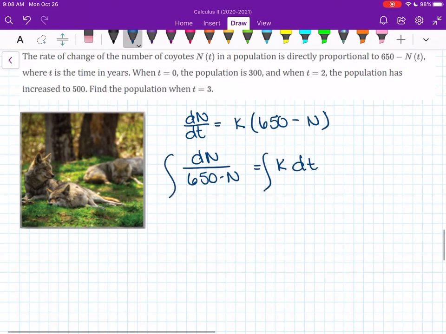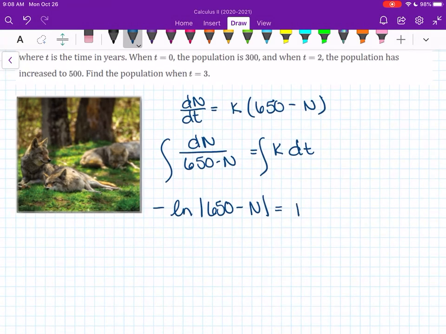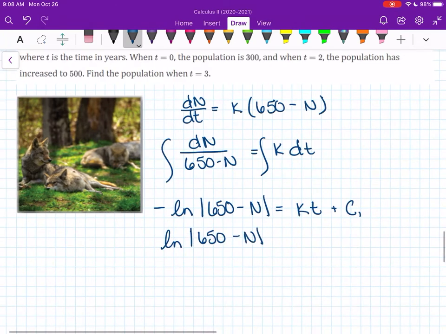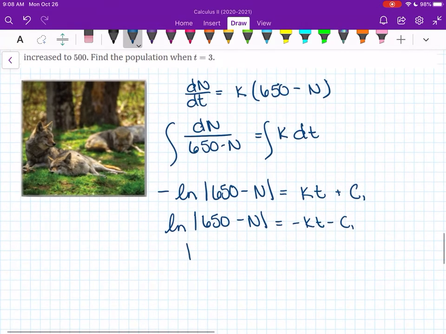Go ahead and integrate both sides. So I get the natural log of 650 minus n, and since the derivative of the inside is negative, I need a negative on the outside, so that's chain rule or substitution. Either way, you'd figure that out. And then on this side, I get k times t plus some constant. Then I'm going to put that negative on the other side. So now I have the natural log of the absolute value of 650 minus n equals negative k of t minus my constant.